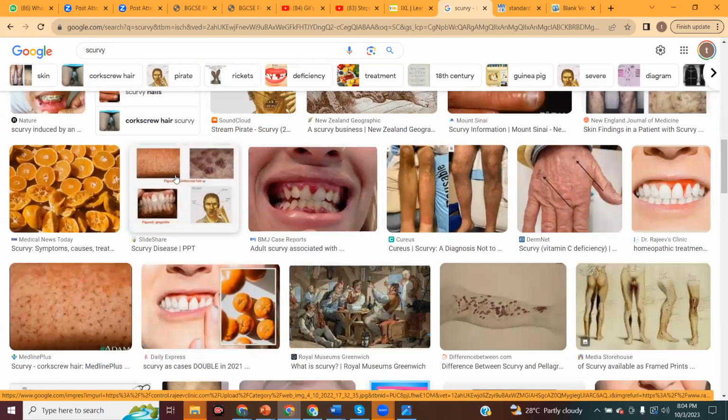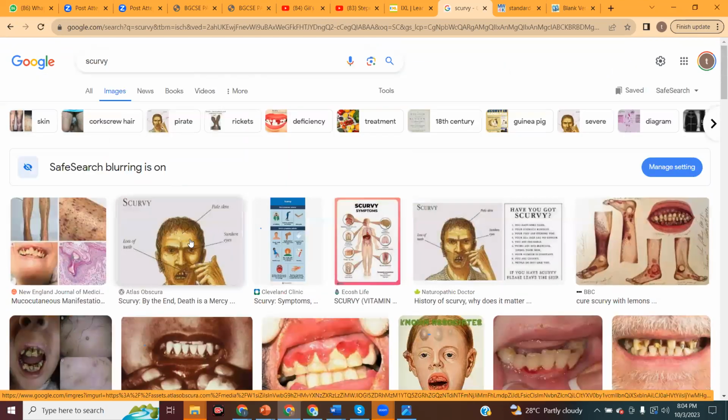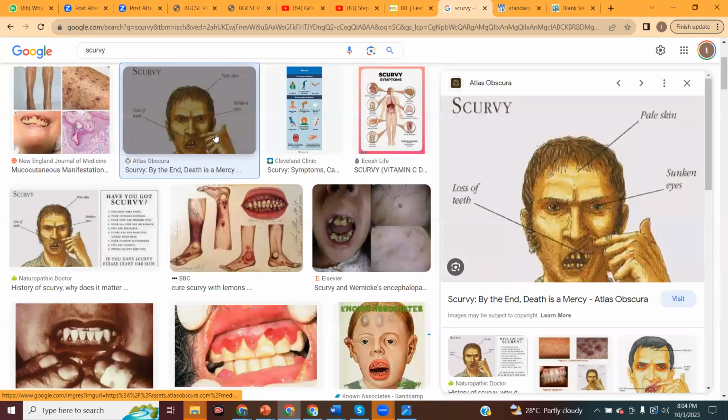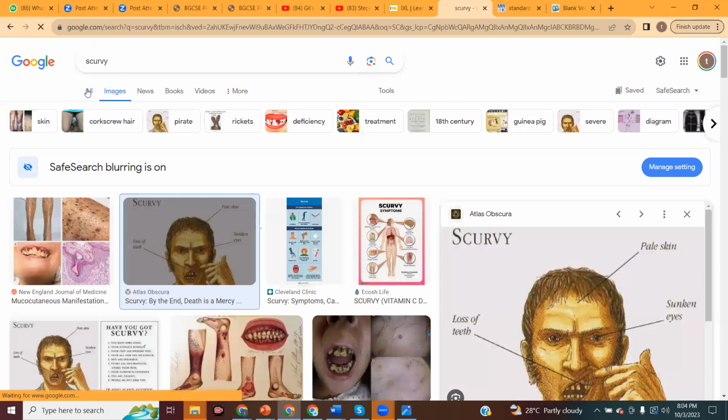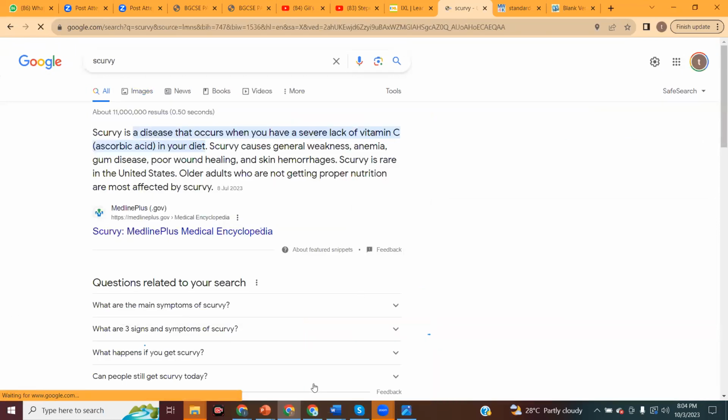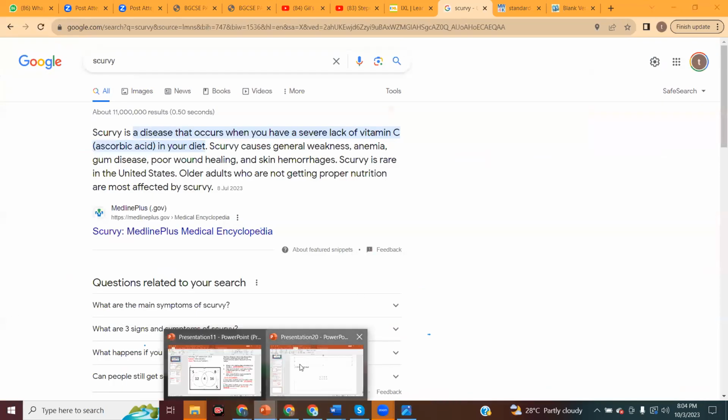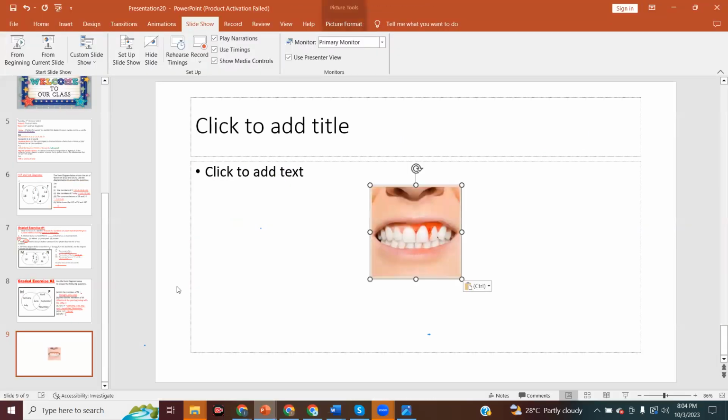What vitamin are you missing when you have these things? Vitamin C. Where can you find vitamin C? Orange, citrus fruits and all that stuff. Good. Broccoli and stuff. Oh, scurvy actually causes anemia.